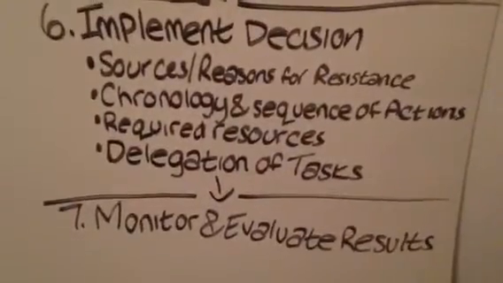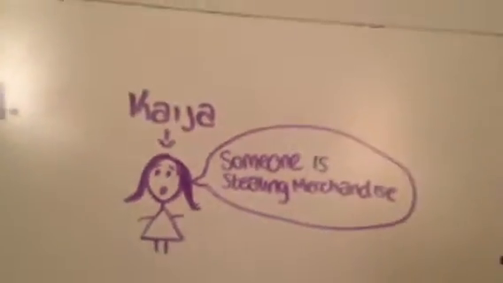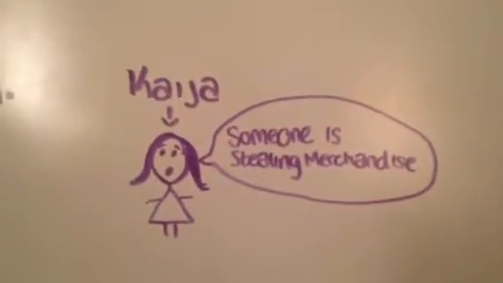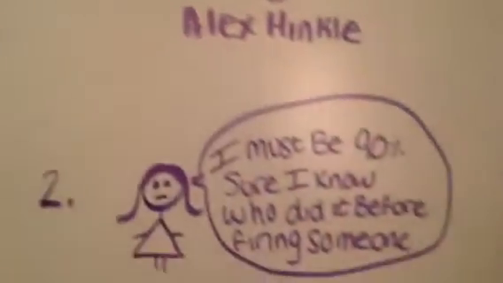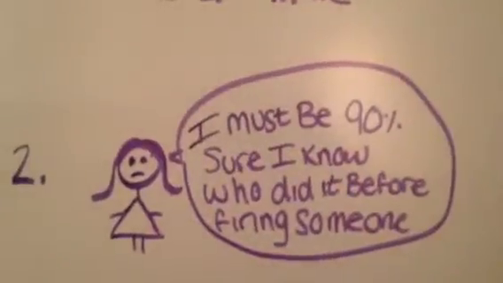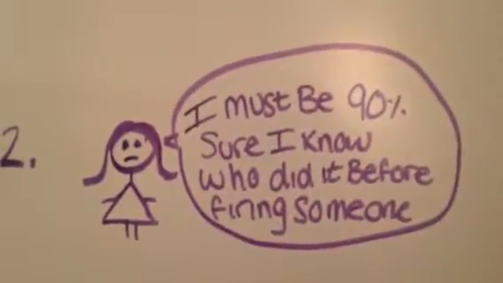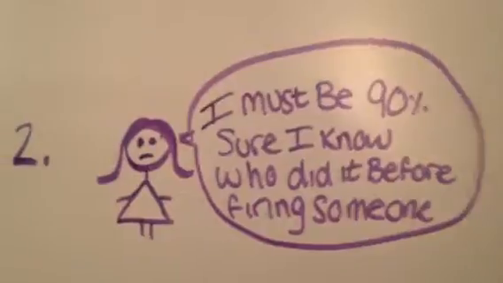Step 7 is to monitor and evaluate the results. This is Kaya. She is the manager of a store, and she realizes a problem for step 1, that someone is stealing merchandise. Then, for step 2, she develops objectives and criteria by understanding, I must be 90% sure I know who did it before firing someone.